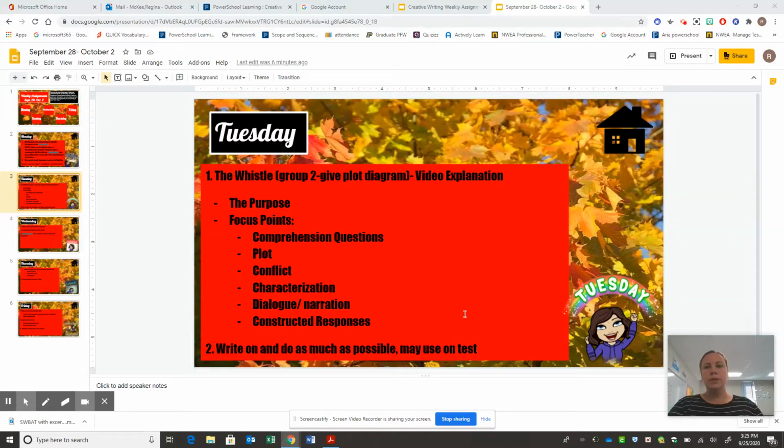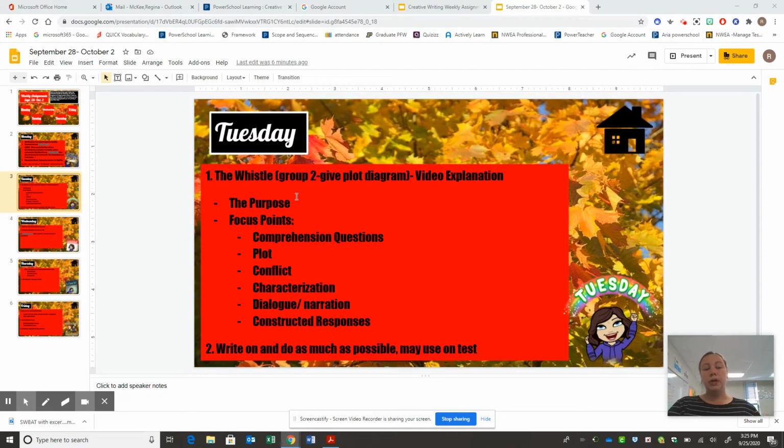Hey guys, I just want you to understand what is happening for Tuesday. So it says The Whistle, and it says group two because I'll have you in person. Basically, what you're getting is a PDF. Either you can work on it on ClassKick or you can get a paper copy.